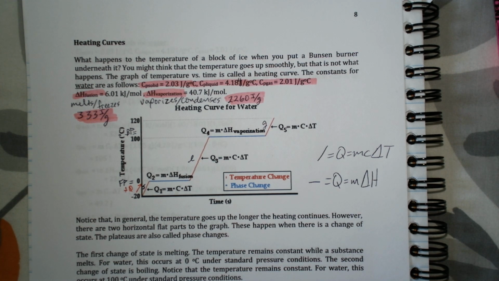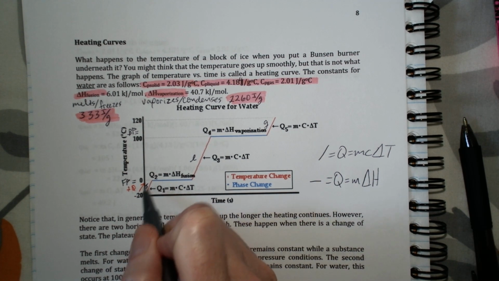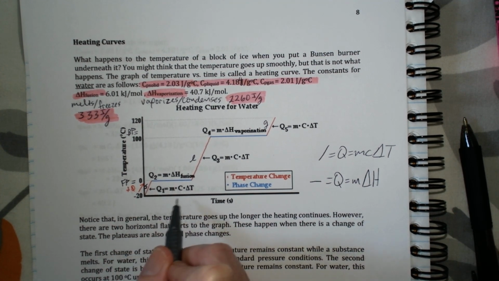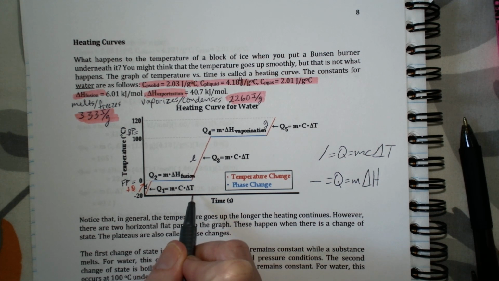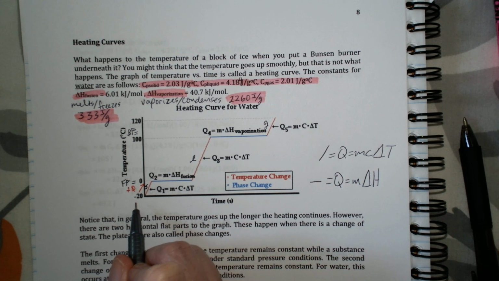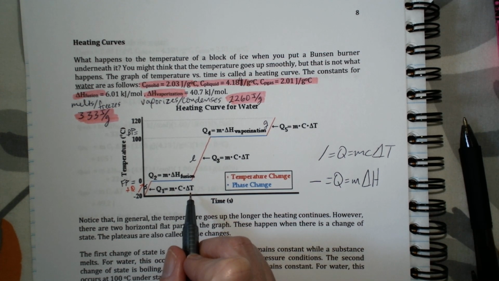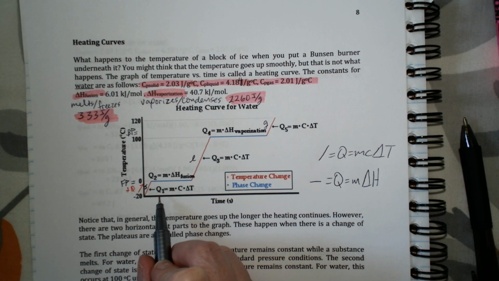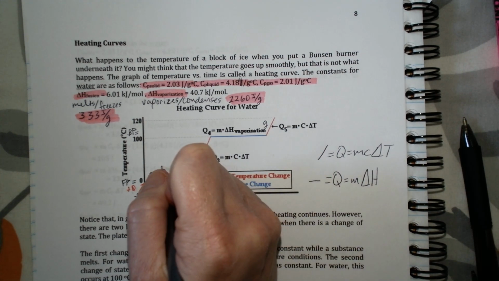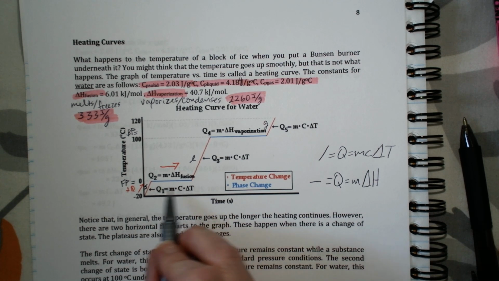Okay, so if we're going up, if we're increasing the temperature, you're going to have a positive Q value because your delta T is final minus initial. 0 minus negative 20, 0 minus negative anything is a positive number. So if this is a positive number, then your Q will be a positive number. If you're going this way, you're adding heat, but look, the temperature stays the same. That's why it's a flat line.